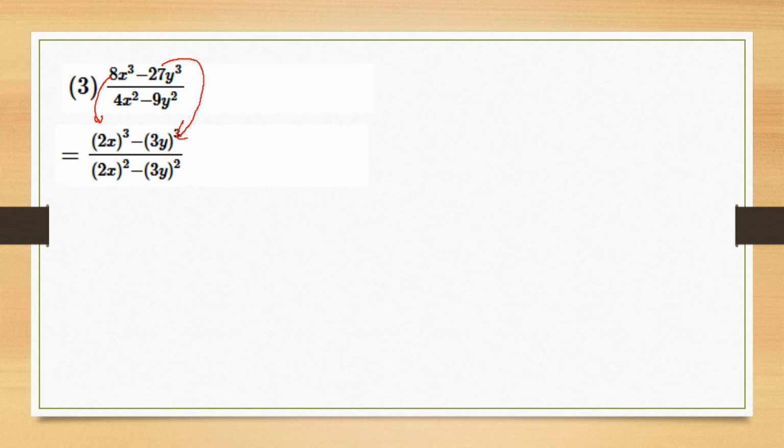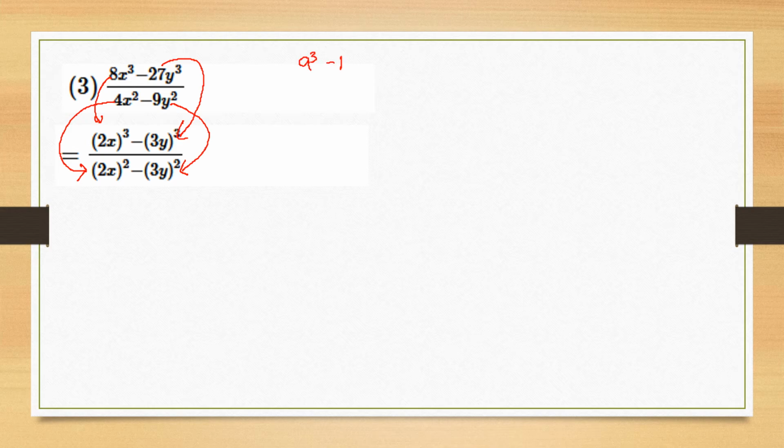In the denominator, if we see, we have 4x square minus 9y square. So 4 we know it is a square of 2. So that we can replace it as 2x the whole bracket square. And 9 is a square of 3. So that we can replace it as 3y the whole bracket square. Now if you see the numerator, it is of the form a cube minus b cube. And the denominator is of the form a square minus b square.